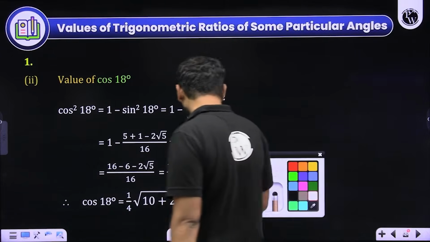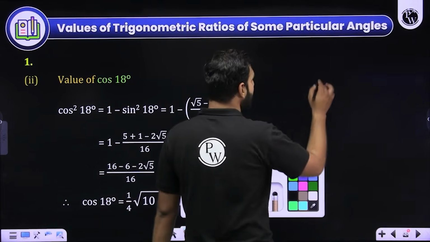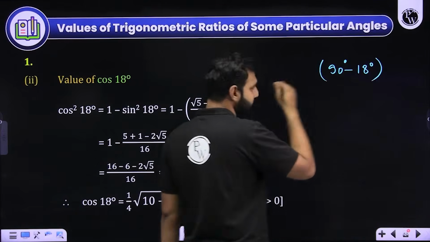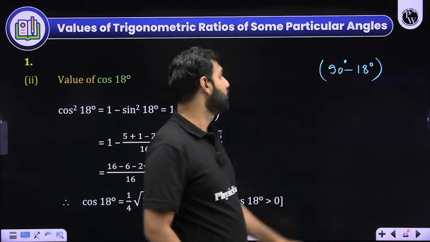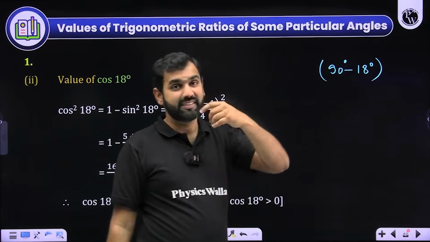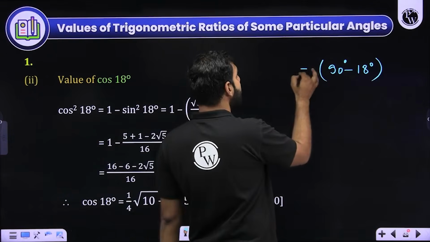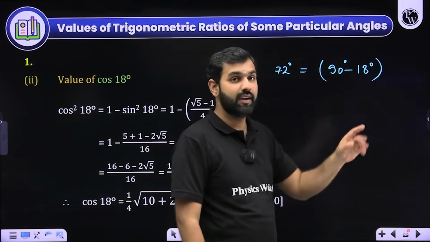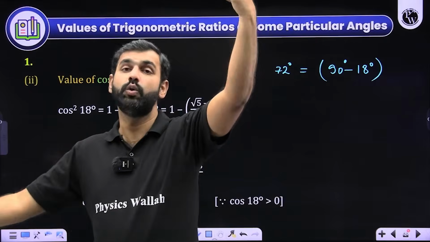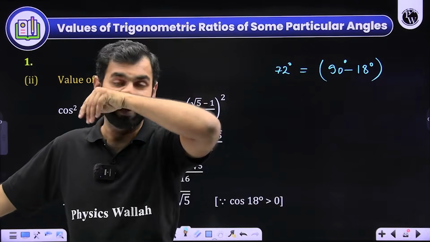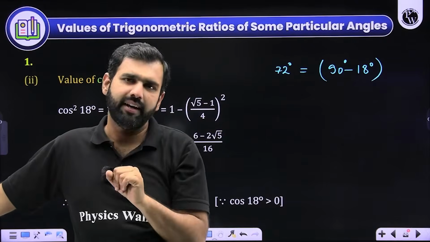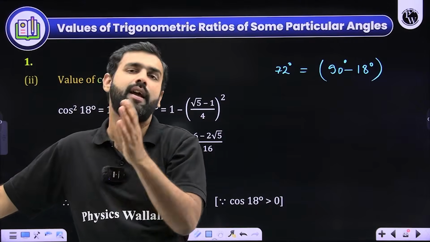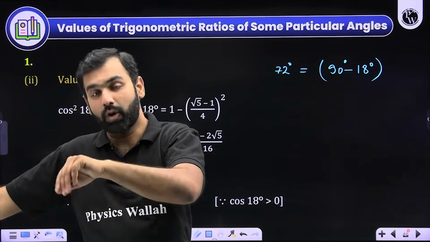Not just that, if you have 18 degree, what is 90 degree minus 18 degree? Can you help me with that? So 90 minus 18, I hope you know, is 72. So you can find 72 degree as well. So if you know this 18 degree, you can talk about sine 72, cos 72 and tan 72 degree as well. Are you understanding that? If you have 72 degree, can you not talk about 36 degree? If you have 18 degree, can you not talk about 36 degree?